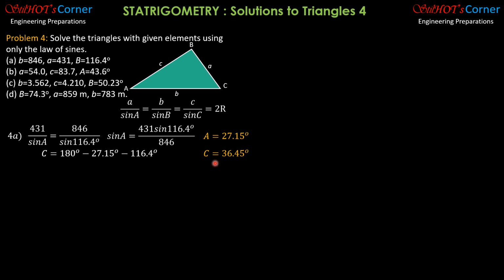So having found angle C, we can now solve side C. C over sine 36.45 degrees equals 846 over sine 116.4 degrees. So side C is 846 sine 36.45 degrees divided by sine 116.4 degrees. So side C is equal to 561.1 units. So these are the elements. Let's proceed to B.